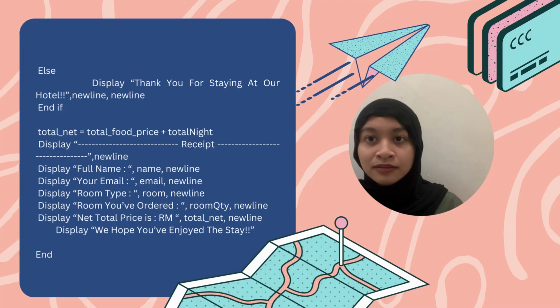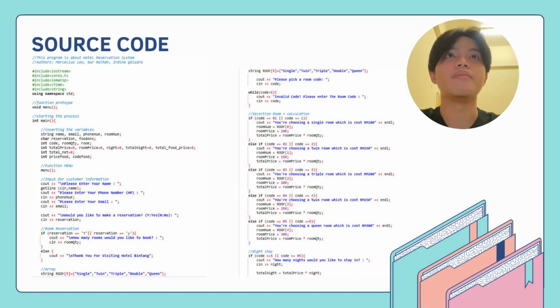Hi, my name is Marcellus and I'm going to present our source code. This is our source code, where we begin with the function prototype, which is void menu. The types of variables that we use are string, char, and int. For the menu to come up, we use the function menu to bring it up.